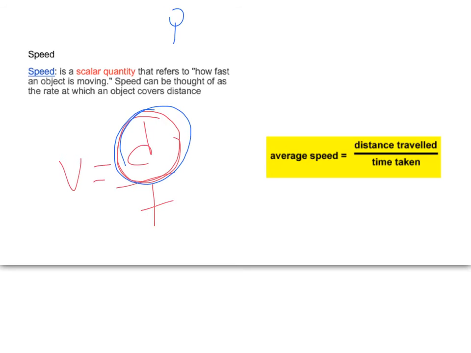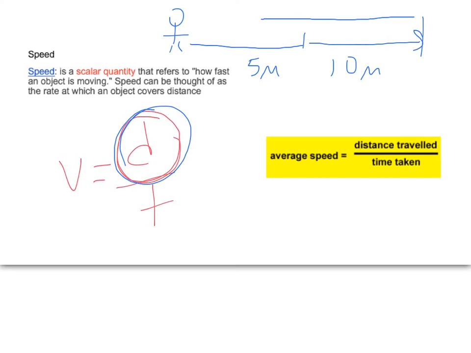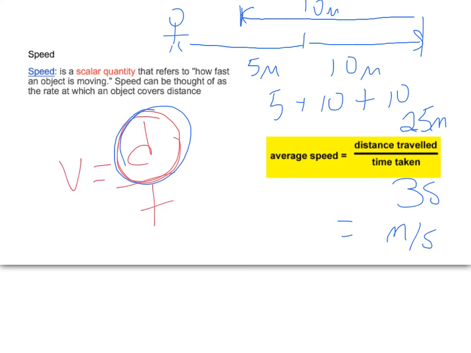So if we have a little person who is walking along a path here and they go 5 meters that way, and then they go another 10 meters that way, and they stop, and then they walk back another, say, 10 meters this way, what is their actual distance? Well, our actual distance is 5 plus 10 plus another 10, which is 25 meters. So that would be the number that we would use right up here, 25 meters. How long did it take that person? Say it took them 3 seconds. Calculate that out and we would get an answer in meters per second.